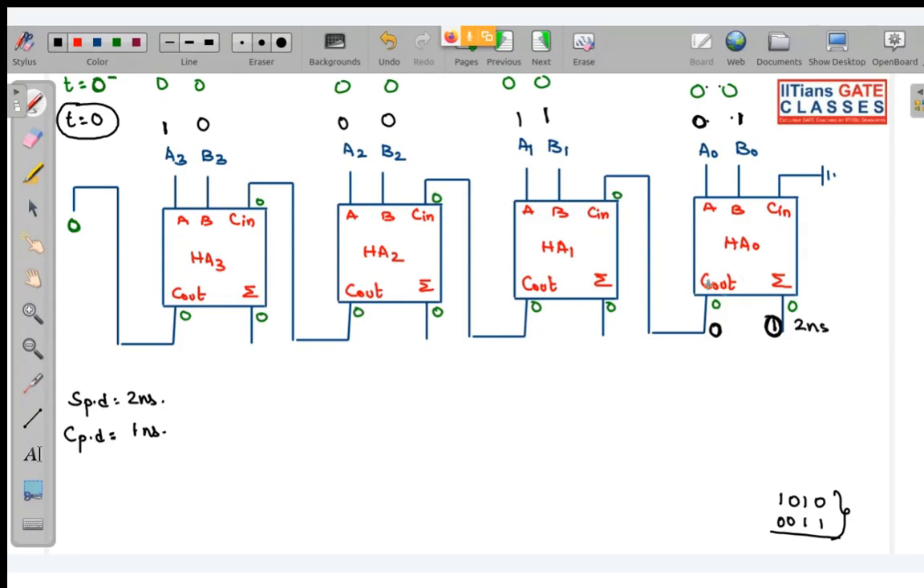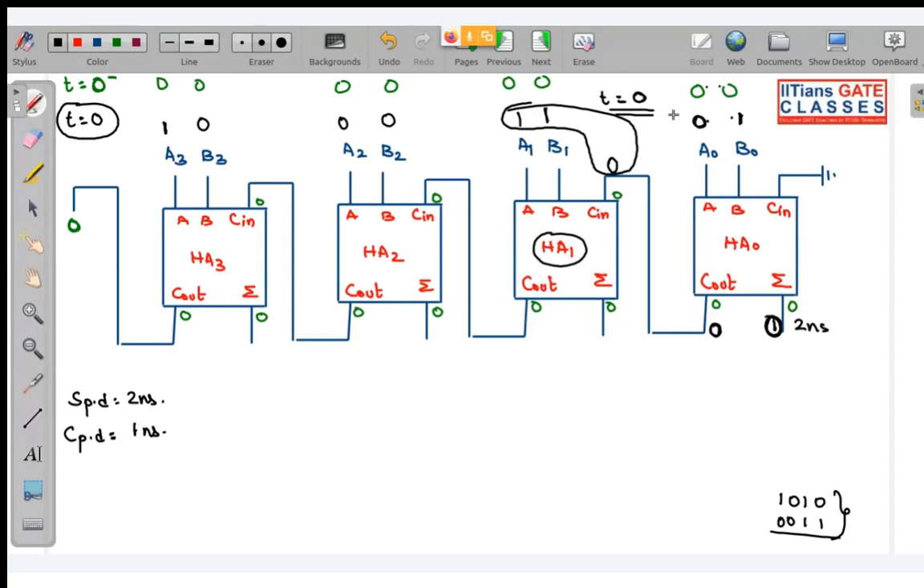So this C out is basically the output of this half adder, and there is no transition in the output, so there is no propagation delay. So that means this 0 is present from t equal to 0 only. So all the inputs of this half adder are present from t equal to 0.